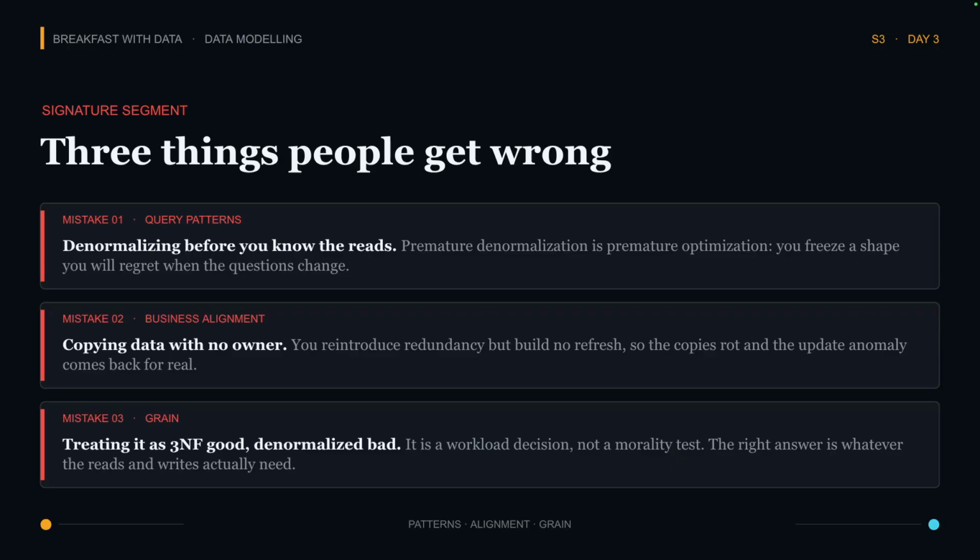You understand? Which leads us to the second one, business alignment. Copying data with no owner. You reintroduce redundancy, but no refresh, right? Nobody owns the pipeline.